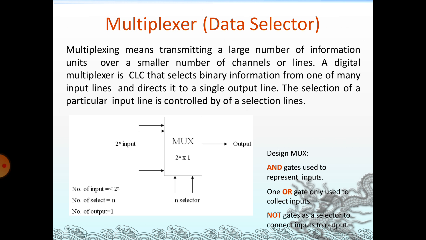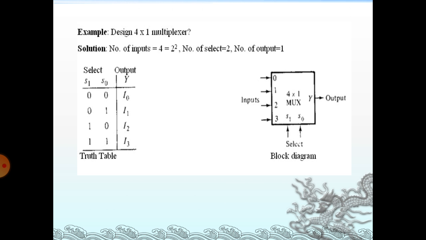In the design procedure, AND gates are used to represent inputs, an OR gate to collect the inputs, and NOT gates to invert the inputs. This example shows the design of a 4 into 1 multiplexer. We can design an 8 into 1 mux also, that is 2 power 3 into 1. Here the number of inputs is 4, which is 2 power 2, the number of outputs is 1, and the number of selection lines is 2.